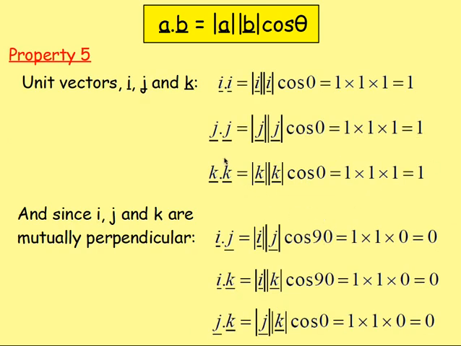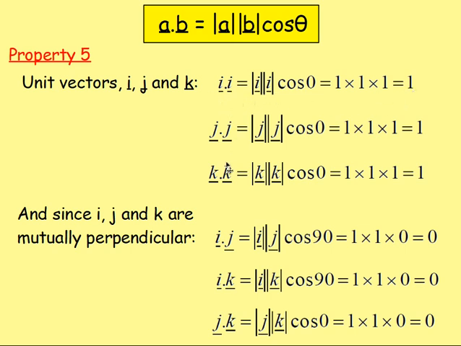And the final property, looking at the unit vectors, where you had the length 1: if you work out i dot i, it was the length of i, multiplied by the length of i, multiplied by cos 0. Remember, it's the same vector, one's lying on top of the other. Cos of 0 is 1, and the unit vectors have a length of 1, so it's really just 1 times 1 times 1, which is 1.